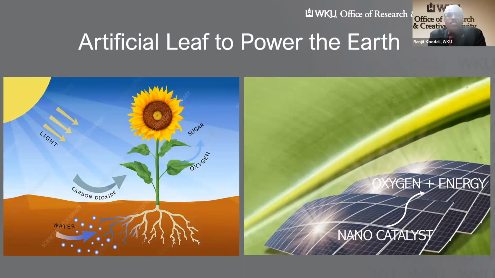Good afternoon. My name is Ranjit Kudali, and my talk is titled Artificial Leaf to Power the Earth. Most life on Earth relies on photosynthesis. In photosynthesis, plants that contain the pigment chlorophyll use sunlight energy and convert water and carbon dioxide to chemical energy. Oxygen is also released as indicated on the left-hand side of the slide. In a sense, a leaf can be considered as an intricate and miraculous machine converting light energy into chemical energy.